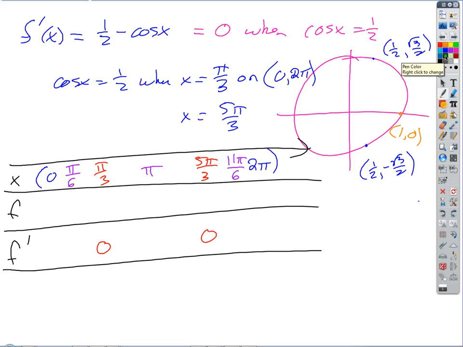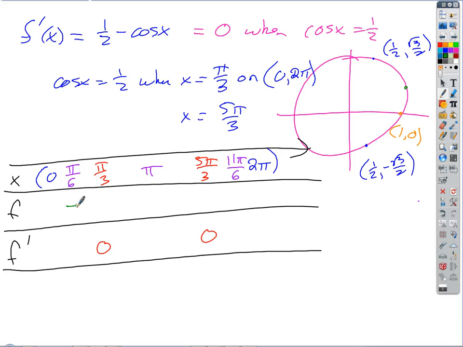Okay, so tell me then, what is the sign of our first derivative, so f prime of pi over 6, 1/2 minus the cosine of pi over 6. Now look at the unit circle. Pi over 6 is right here, right? That's going to be a big x value, isn't it? So 1/2 minus a big x value, square root of 3 over 2, is negative, right? So that's negative. What about at pi?